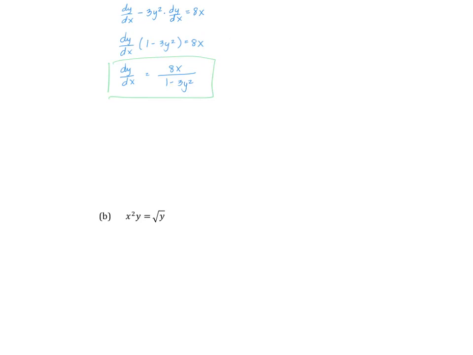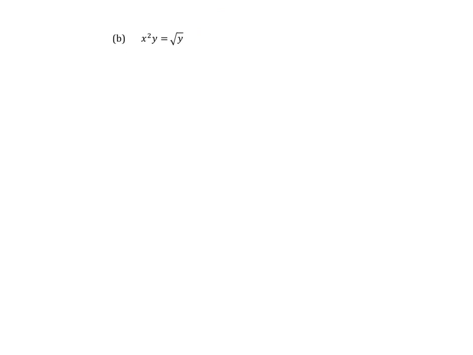All right, let's do it again. In part B, I have x squared times y equal to square root of y, which would just be y to the 1/2. Right? We do have to be careful. Because this is x squared times y, I'm multiplying two functions of y. I need to use the product rule. This is the most common error that people make when they're using implicit differentiation. They don't use the product rule where it's appropriate.